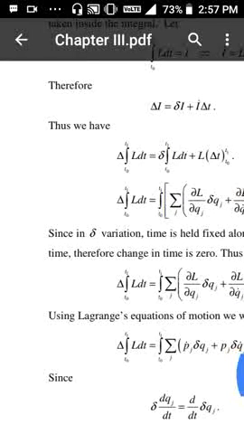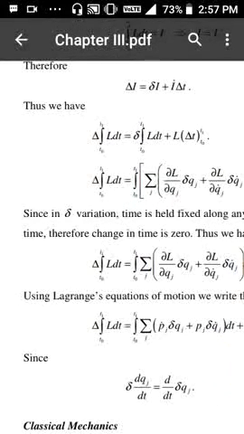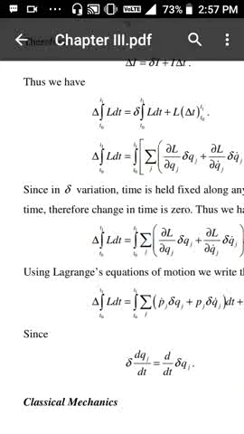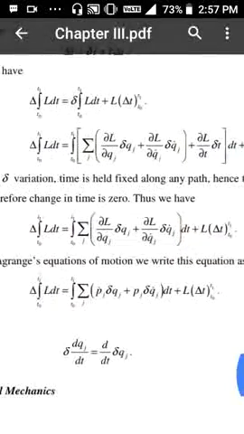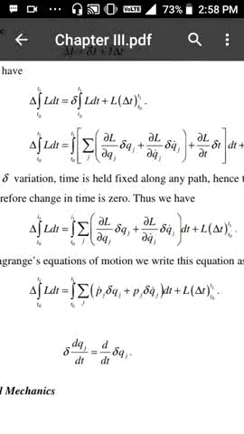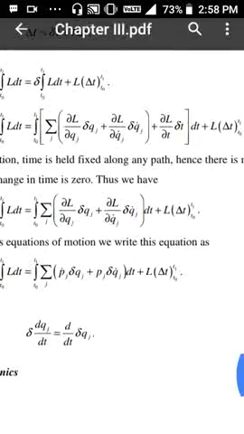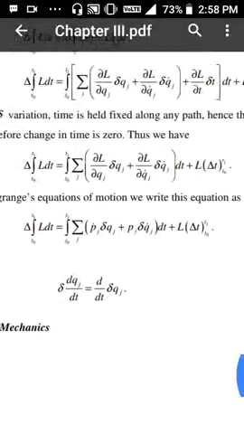Thus we have del of integration of t0 to t1 L dt is equal to delta integration of t0 to t1 L dt plus L del t, t0 to t1. Del integration of t0 to t1 L dt is equal to integration of t0 to t1 summation of dou L by dou qj delta qj plus dou L by dou qj dot delta qj dot plus dou L by dou t delta t dt plus L delta t.